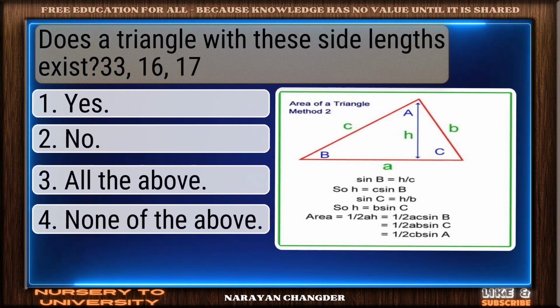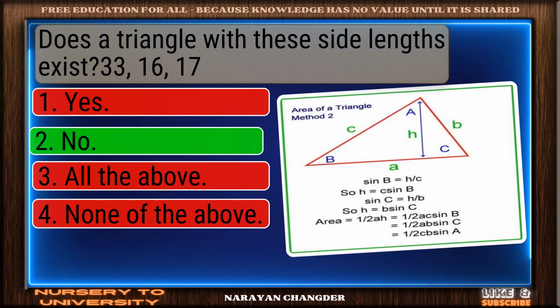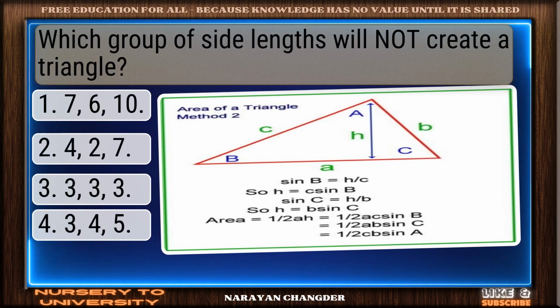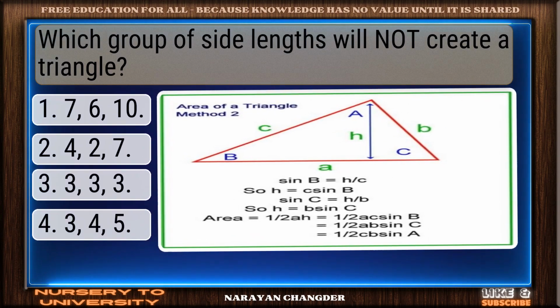They're 3, 16, 17. Well picked. No is the correct answer. Question number 83. Which group of side lengths will not create a triangle?